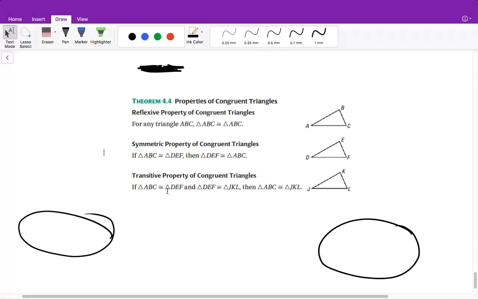And then the last thing, the transitive property, is that if 2 triangles are congruent to each other, so triangle ABC is congruent to triangle DEF, and then one of those 2 triangles is congruent to another, so in this case, triangle DEF is congruent to triangle JKL, then that means that ABC must also be congruent, and all 3 of them are congruent to each other.